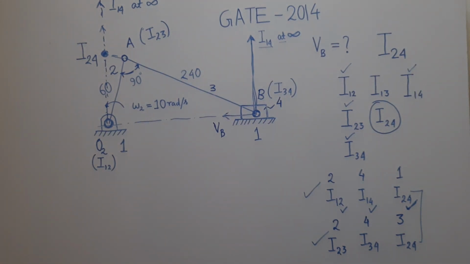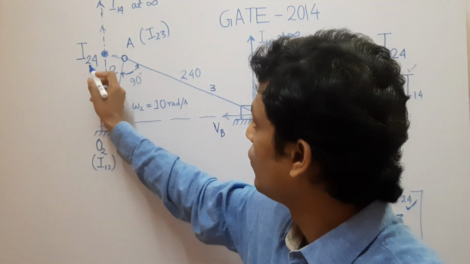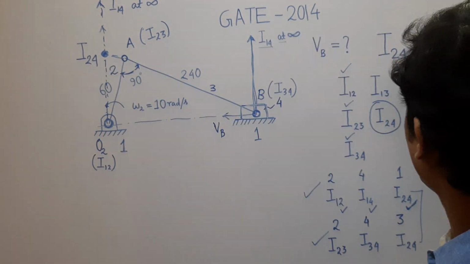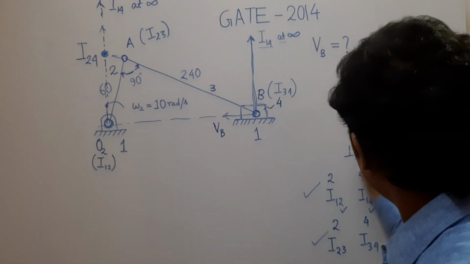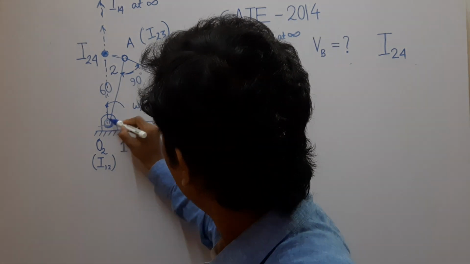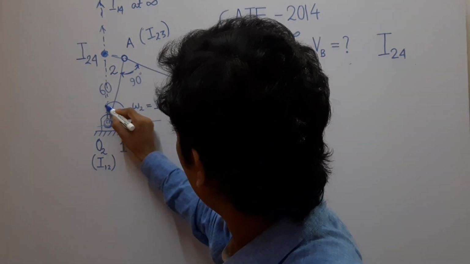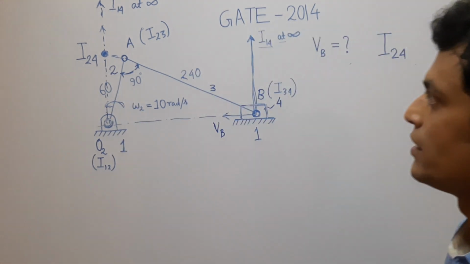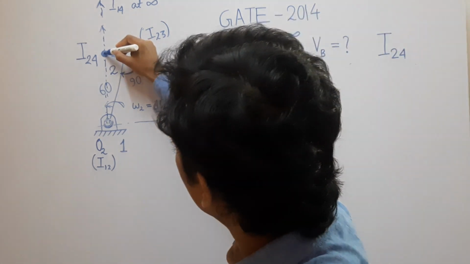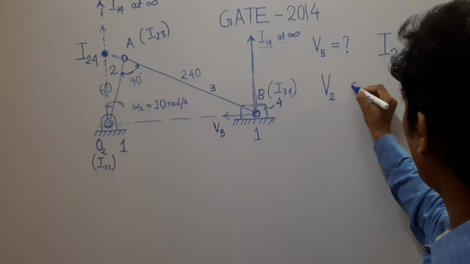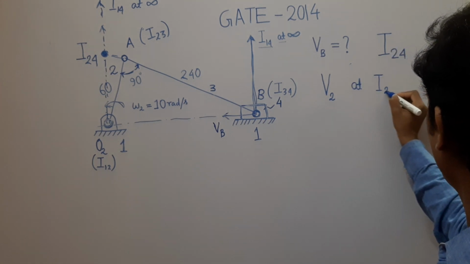Now the concept is what? Velocity of link 2 at I24 is equal to velocity of 4 at the point I24. Link 2 has a pure rotation about the hinge point O2 and it has an angular speed of 10 radian per second. So what is the velocity of 2, V2, velocity of 2 at I24?